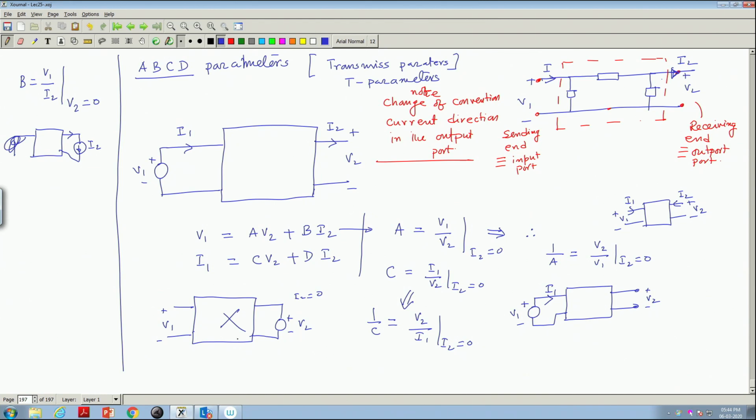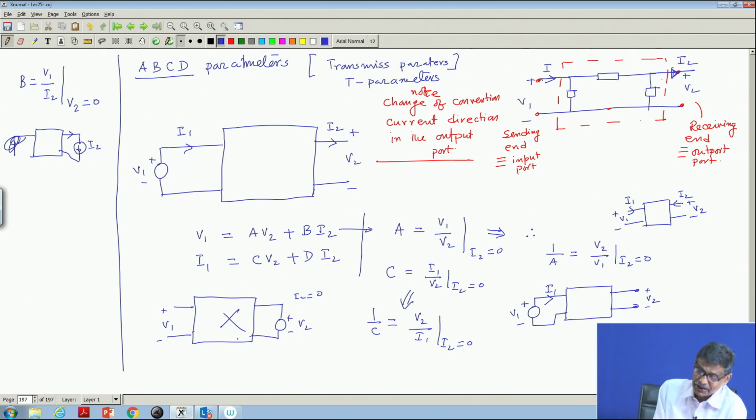So, here once again a confrontation comes. You are connecting a current source between these 2 points of known value I 2, and I am not sure whether this voltage will become 0 automatically. It is difficult to achieve. So, what I will say then is 1 over B, the same equation reciprocated: I 2 by V 1 with V 2 equal to 0.